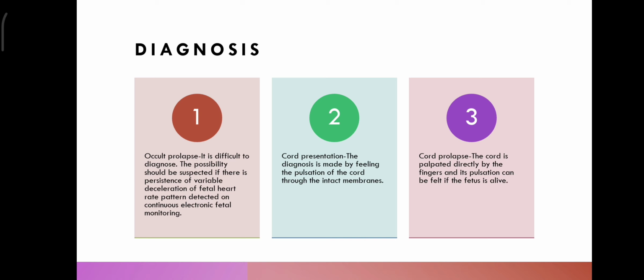The cord presentation: the diagnosis is made by feeling the pulsation of the cord through the intact membrane. The third one, cord prolapse, is diagnosed when the cord is palpated directly by the fingers and its pulsation can be felt if the fetus is alive.